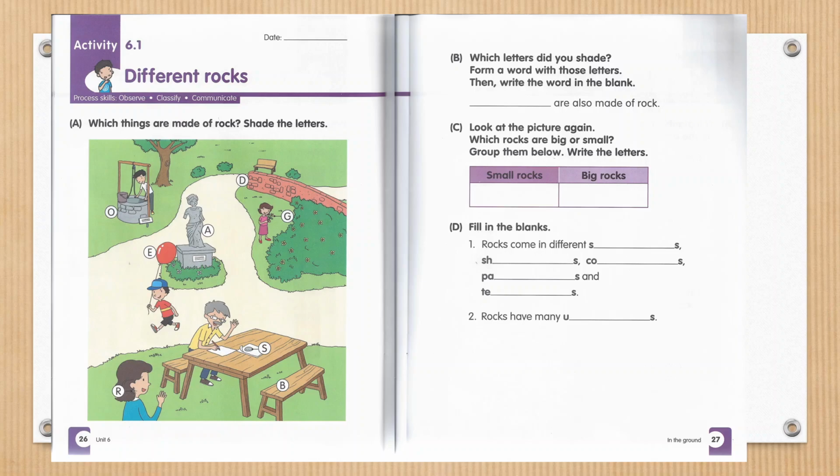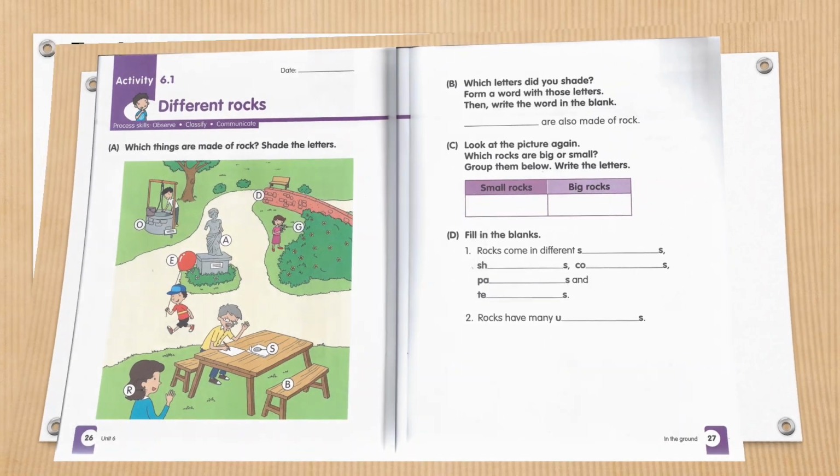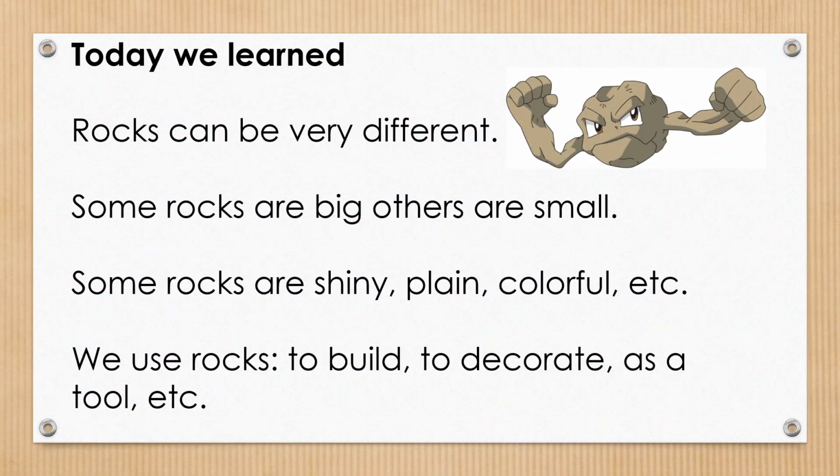All right, we are finishing the lesson. So today we learned rocks can be very different. Some rocks are big, others are small. Some rocks are shiny, plain, colorful, etc. And we use rocks to build, to decorate, as a tool, and many other things. I hope you liked this lesson.